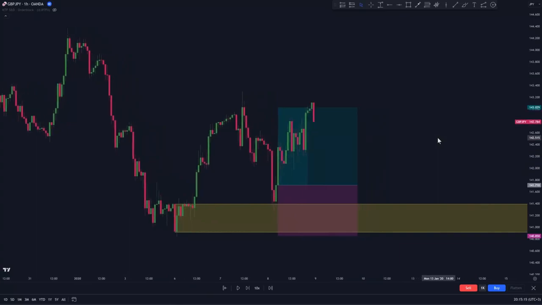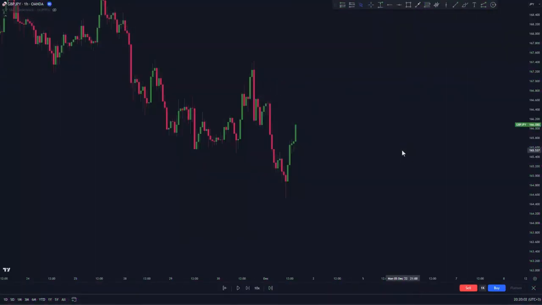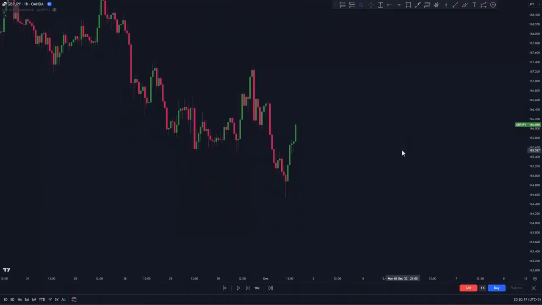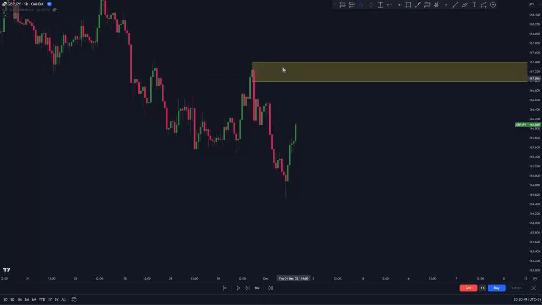and take profit. Now the opposite is true for a supply zone because supply is the opposite of demand. Let's take a look at an example. The price moved down aggressively after this bullish move. Identify the last bullish candle that was printed before this bearish move. This is the candle you focus on. Draw from its low to its high. This is the supply zone.